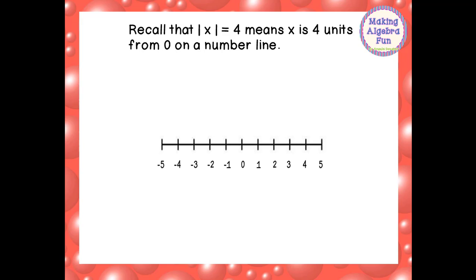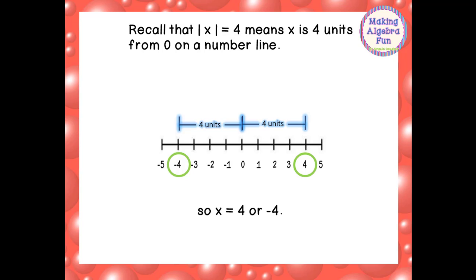If we go back to absolute value equations for just a minute, I want you to recall that the absolute value of x equals 4 means that x is 4 units from 0 on a number line. If you need any refreshers on absolute value equations, I do have a video on that as well. But 4 units from 0 means you would go 4 units to the right, so it could be positive 4, or you can move 4 units to the left, giving you negative 4. So if this were an equation, it's very simple. We would be done. We would have our 2 answers.